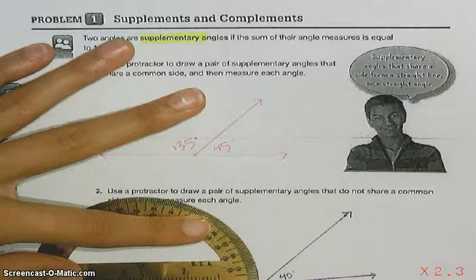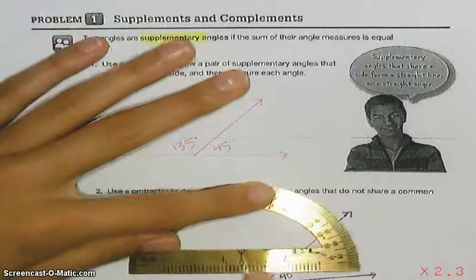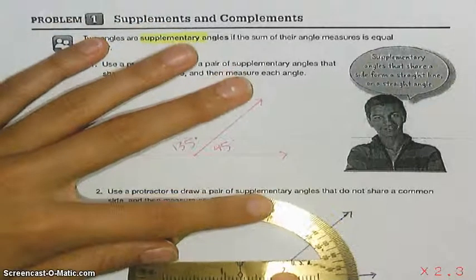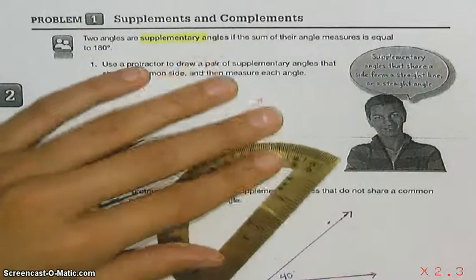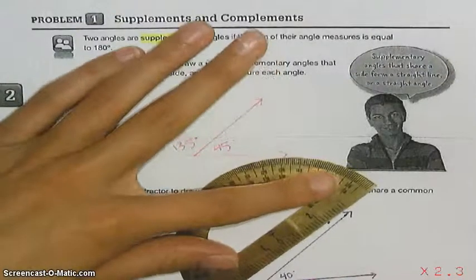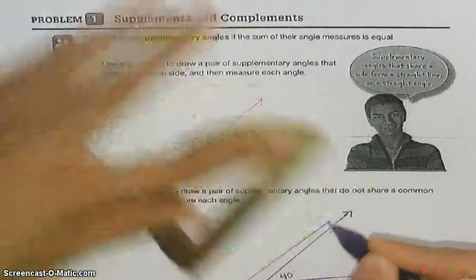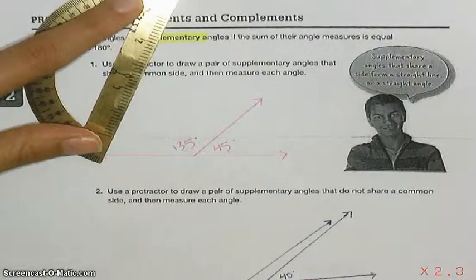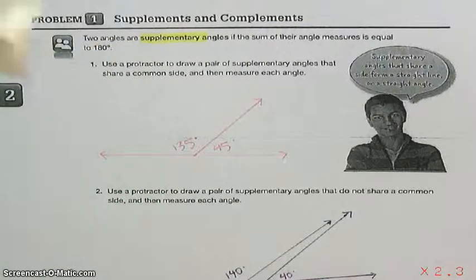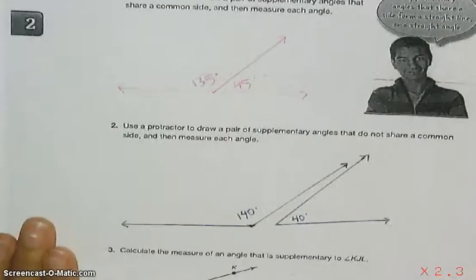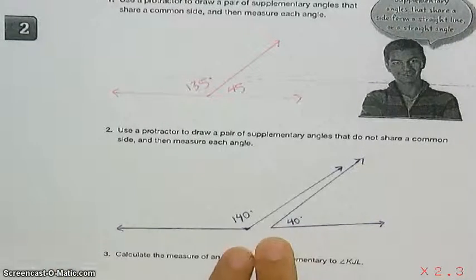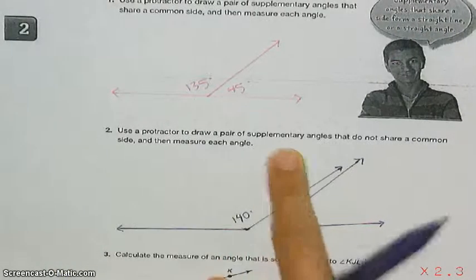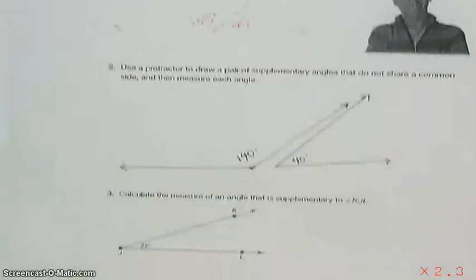So I'm going to draw this, put my vertex right at the 0 here, 140. Now notice they're really close to each other, but they're not sharing a vertex or a side. If I put them together, they'd make 180. But they're not sharing. Up here they're sharing, down here they're not sharing.